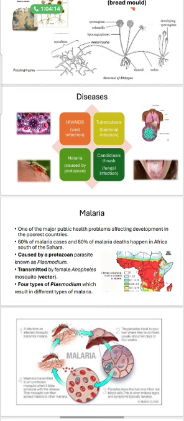Then malaria, one of the major public health problems affecting development in the poorest countries. 60% of malaria cases and 80% of malaria deaths happen in Africa, south of the Sahara. Caused by a protozoan parasite known as Plasmodium. It is transmitted by a female Anopheles mosquito, which is a vector. There are 4 types of Plasmodium, which result in different types of malaria.